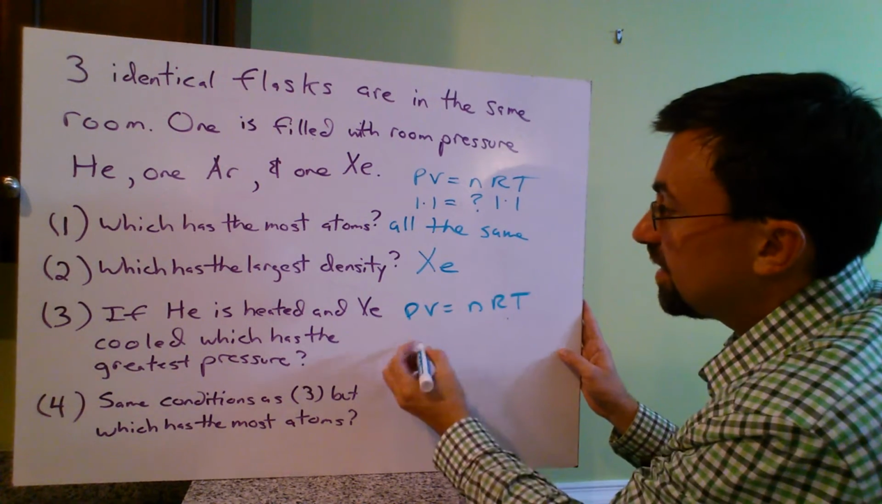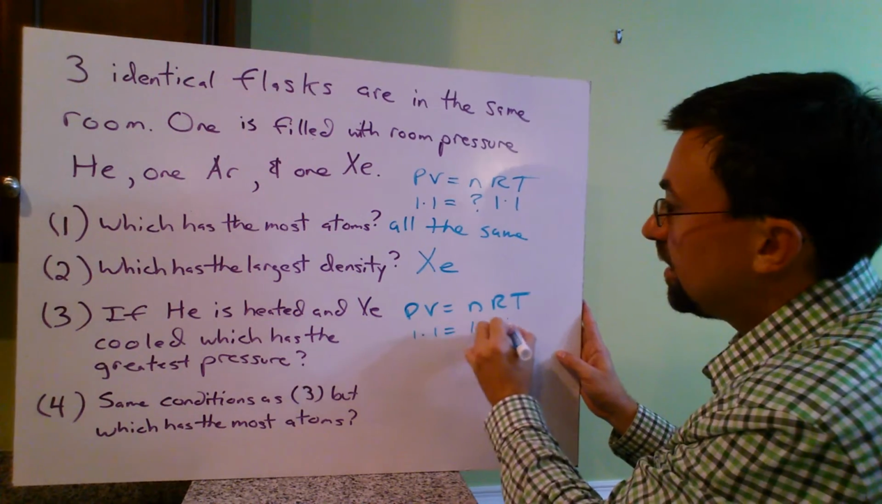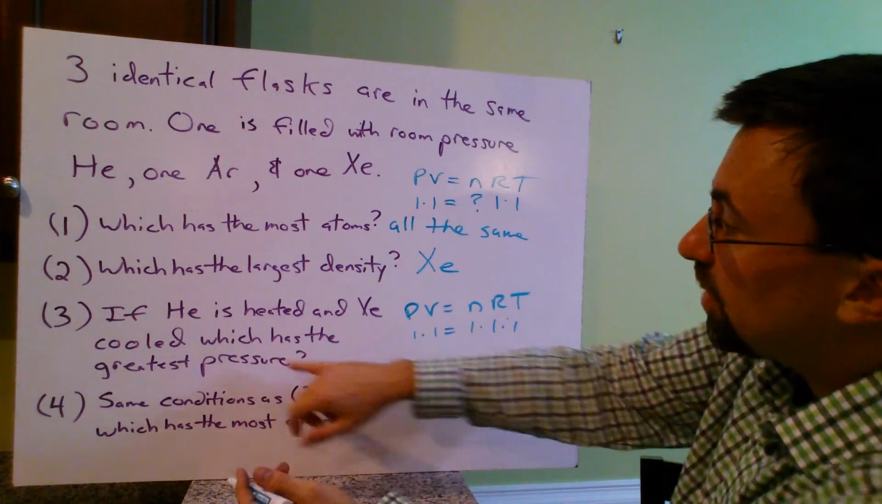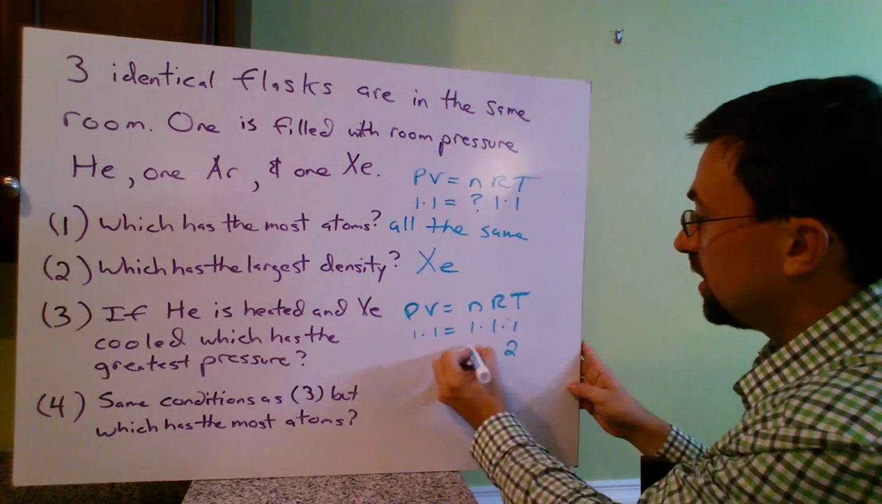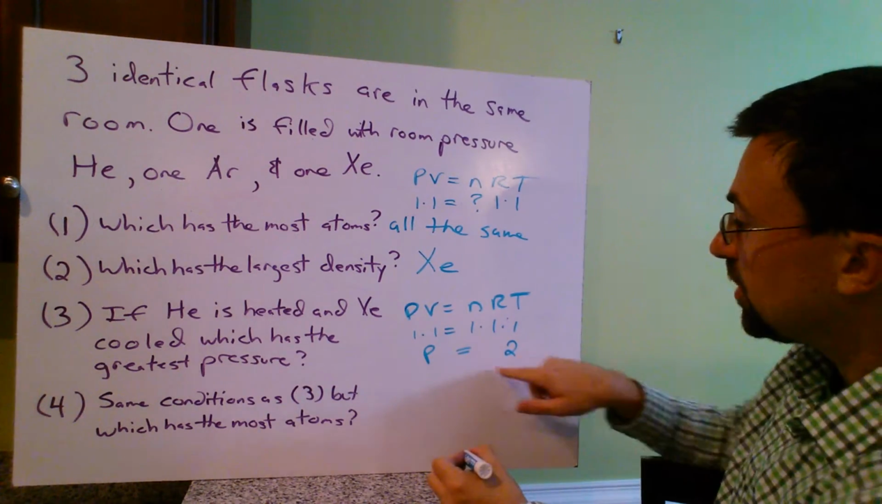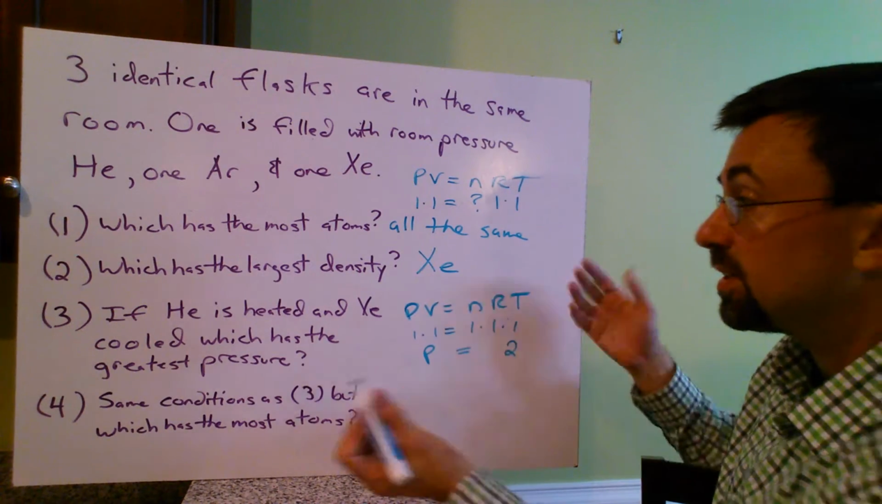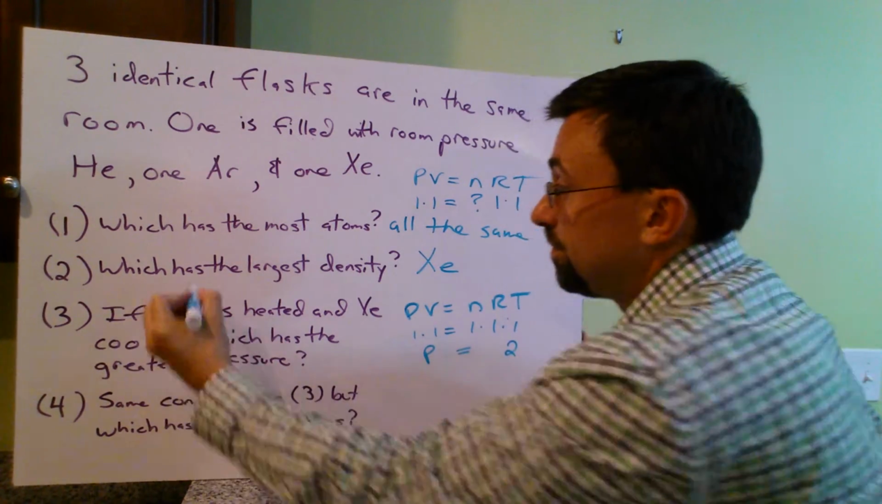So again, let's take this idea of everything as 1. If we heat, we want to know what happens to the pressure when we heat the flask. So what's more than 1? 2, great. Now I want to know what happens to the pressure. So the pressure goes up, the temperature goes up. So I want the one where it gets heated. So it's going to be the helium.